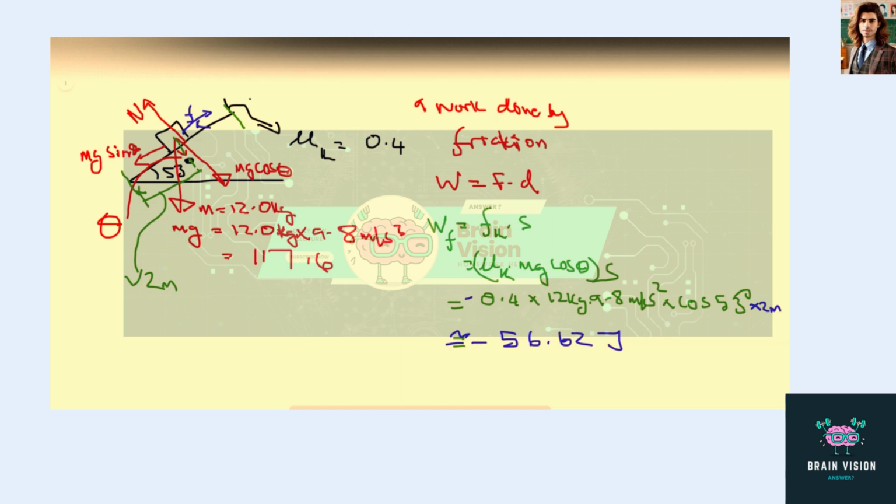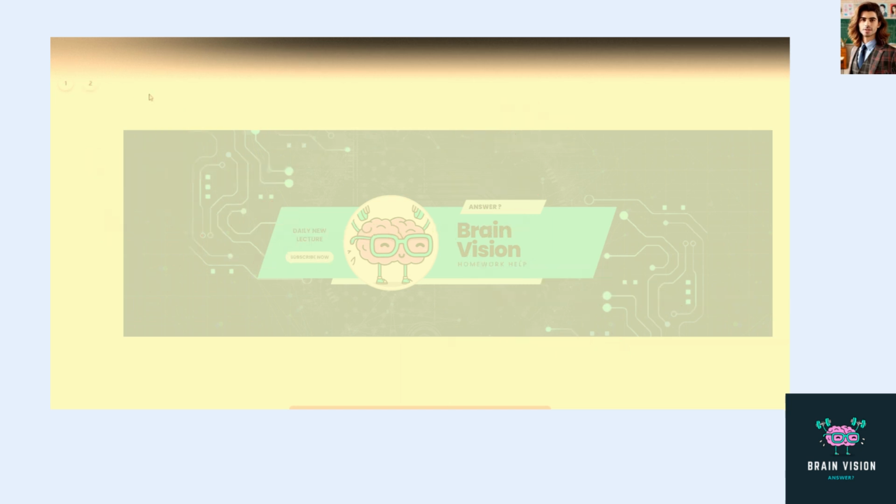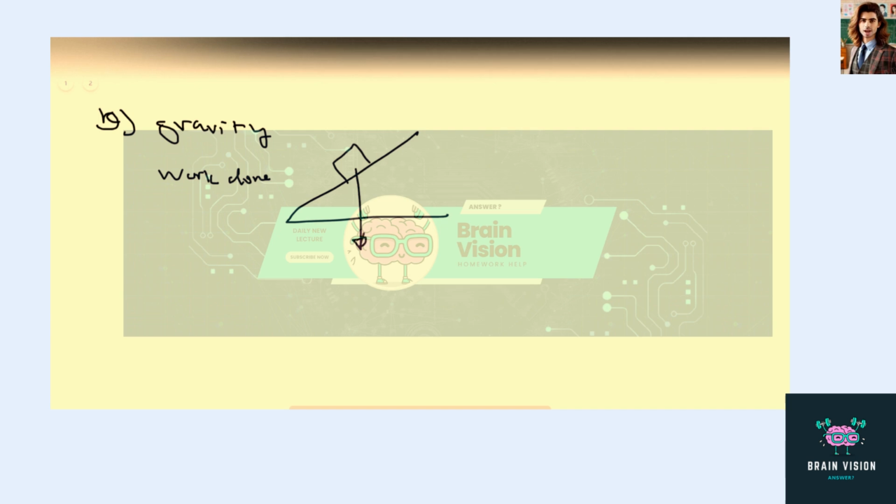The second part of the problem, which I'm going to do on the next page, is part B. B is gravity. Gravity is what's pushing, so the work done by gravity. If you recall from the incline, this is the weight. The weight is resolved into mg cosine theta and mg sine theta, and then the frictional force, Fk, that opposes the motion.